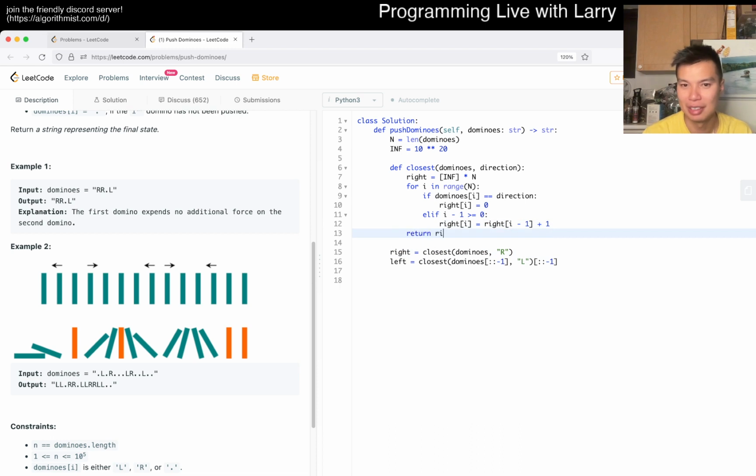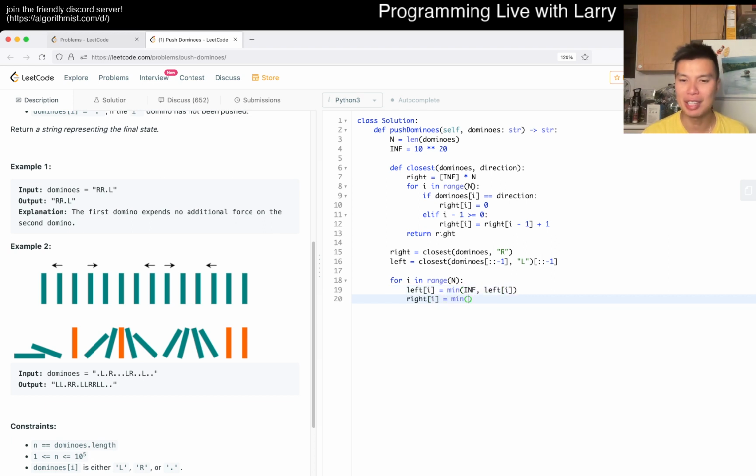Okay, fine. But yeah. And then now we can just do for i in range of n. I think the one thing we have to be a little bit careful with is just infinity values. So we can do something like left of i is equal to min of infinity, left of i.